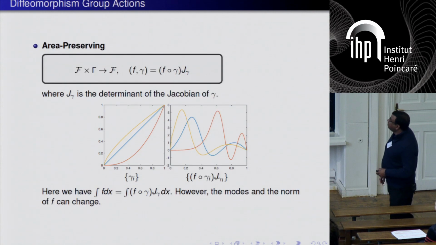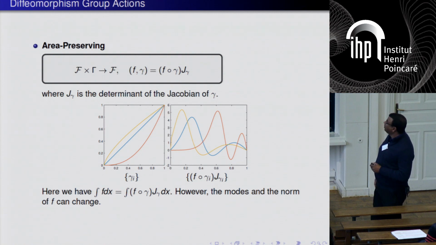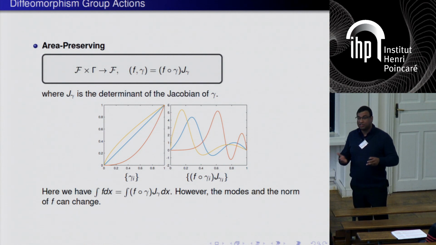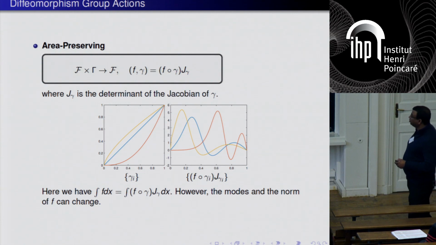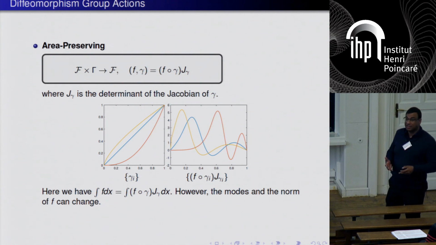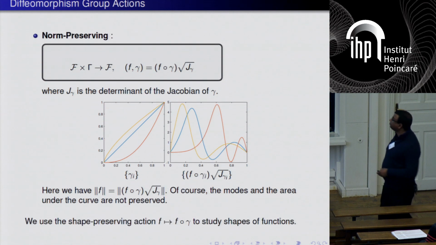There is another action possible where, in addition to just the composition, I can multiply by the determinant of the Jacobian, and just by definition, one can see that this is an area preserving transformation. This is the kind of transformation one uses when you are working with, let's say, probability densities, because you want the area below the curve to remain constant. And so then one can do the time warping, but with these Jacobians. But this can actually change the modes. So this group action can actually change the shape. So if you're interested in shapes of curves, this is not a group action.